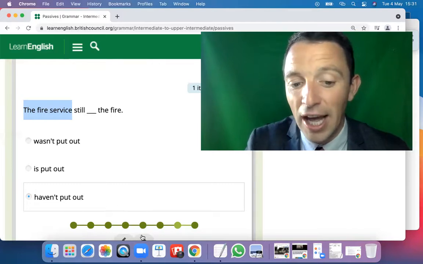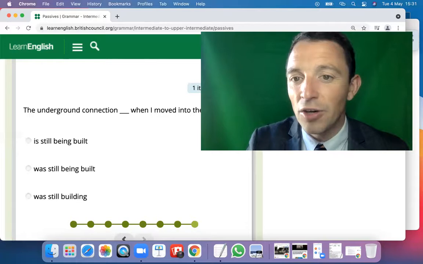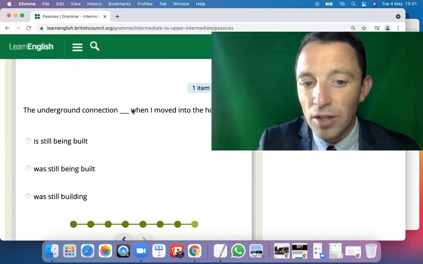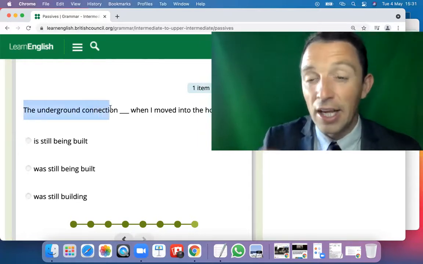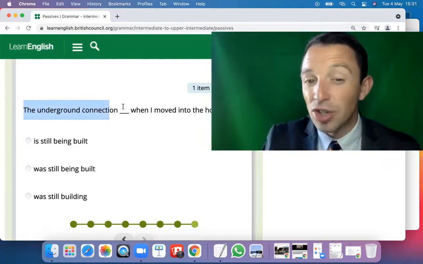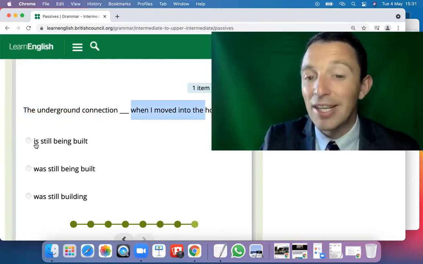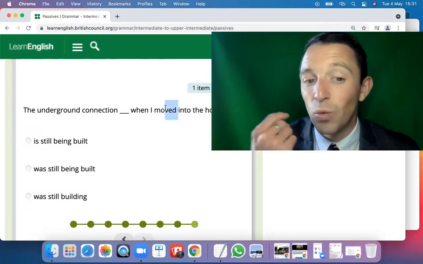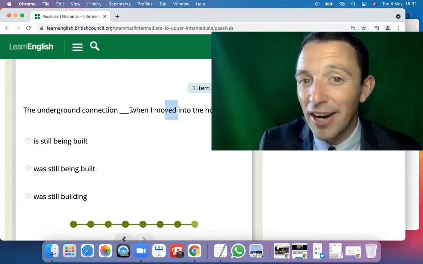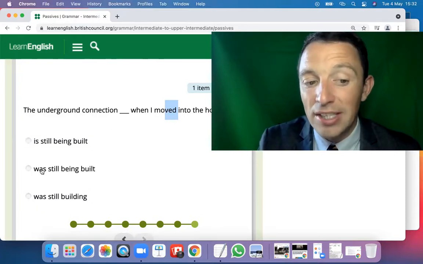Okay, so really good. And then the final one, so you can see the little tricky detail, the underground connection. So this is the subject, or maybe the focus of the sentence. The underground connection, something, when I moved into the house, is still being built? No, because I moved into the house in the past. So we probably need a situation here in relation to the past. Was still being built.